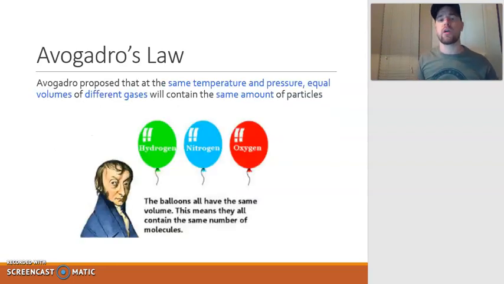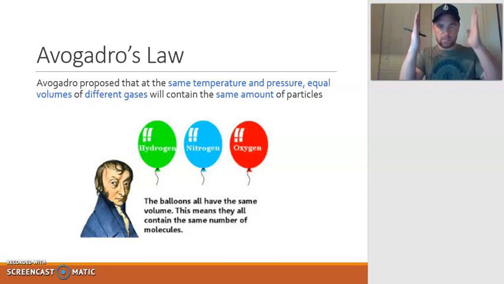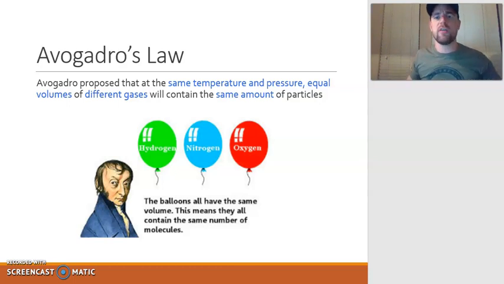All right, continuing on with Avogadro's law. Avogadro, first of all, looks kind of creepy, but we're not going to talk about that. Avogadro's law is actually very useful as long as you understand what he discovered. So in addition to that equation we just saw, he proposed that as long as the temperature and the pressure are the same, meaning they're not changing, then equal volumes of different gases will contain the same amount of particles.